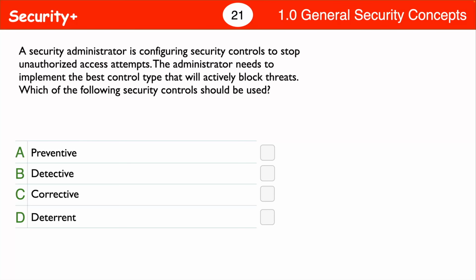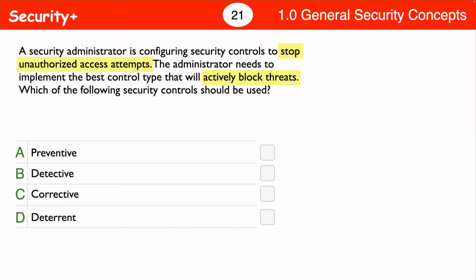Question 21. A security administrator is configuring security controls to stop unauthorized access attempts. The administrator needs to implement the best control type that will actively block threats. Which of the following security controls should be used? A, preventive, B, detective, C, corrective, or D, deterrent? All right, the key phrases here are going to be stop unauthorized access attempts and actively block threats.